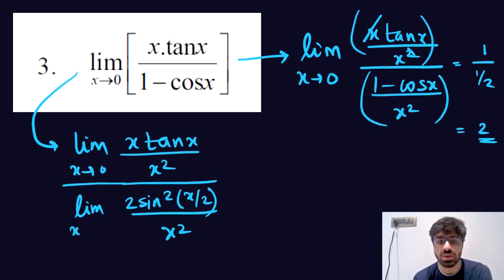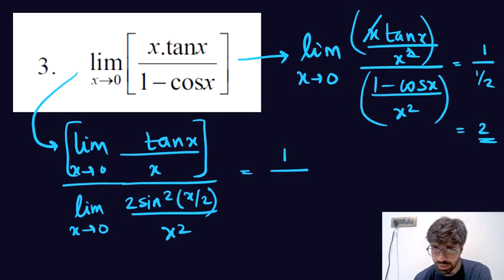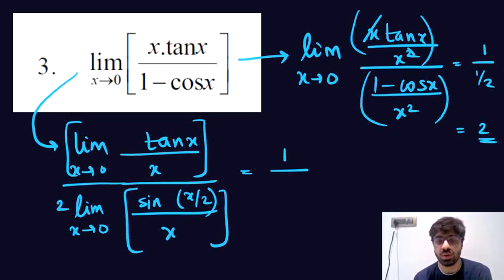So one limit goes in the numerator, one limit comes in the denominator. X gets cancelled. We have limit of x tends to 0, tan x by x in the numerator, which will be equal to 1 in the numerator. In the denominator, take this 2 outside. Sine square x by 2 upon x square can be written as sine x by 2 upon x the whole square. Take this limit inside the bracket. So you have limit x tends to 0, sine x by 2 upon x the whole square.